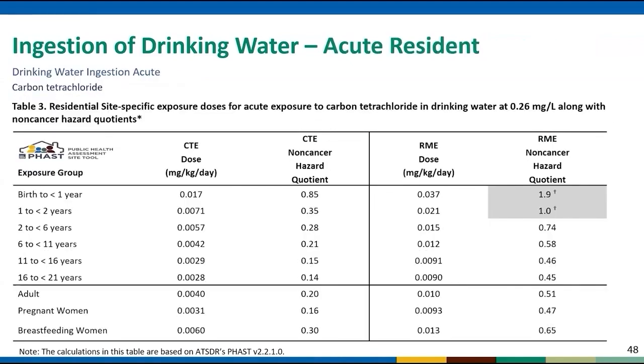This table shows the acute results for ingestion of drinking water from FAST. Similar to intermediate, the birth to less than 1 year infant has the highest hazard quotient, which is 1.9 for the RME. The CTE and RME HQ for the other age groups, including adults, are 1 and lower.